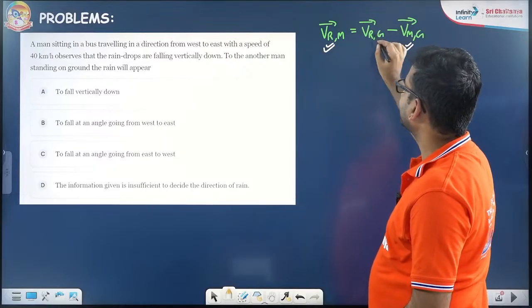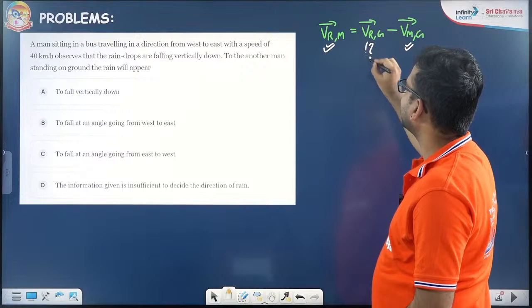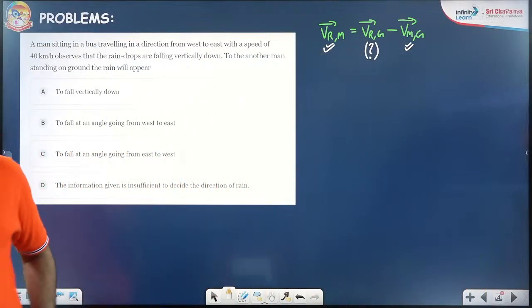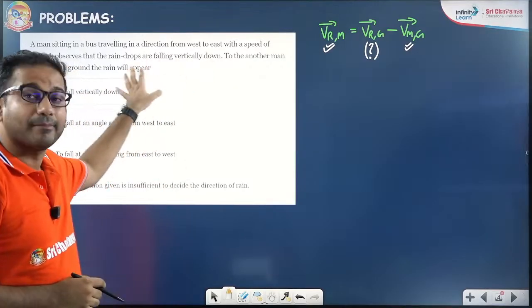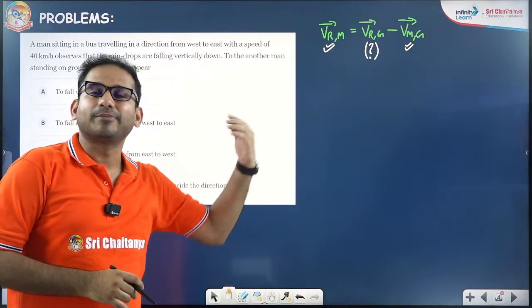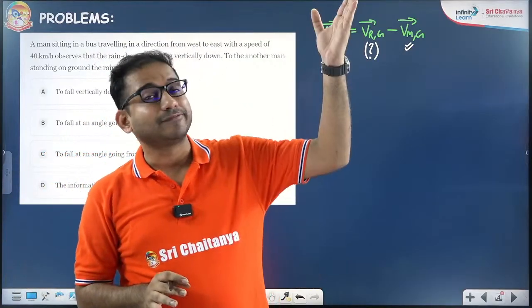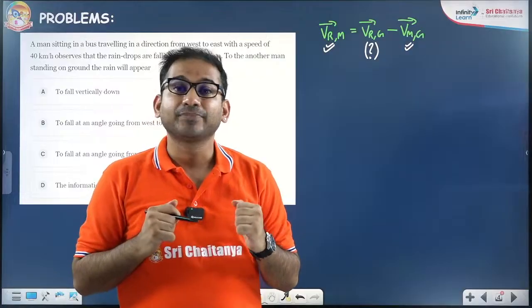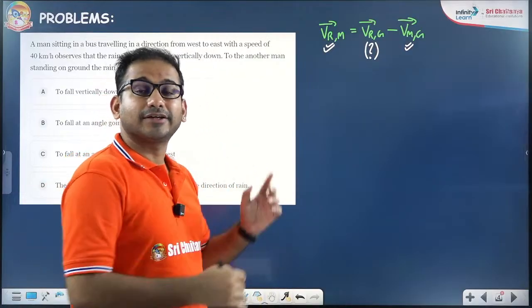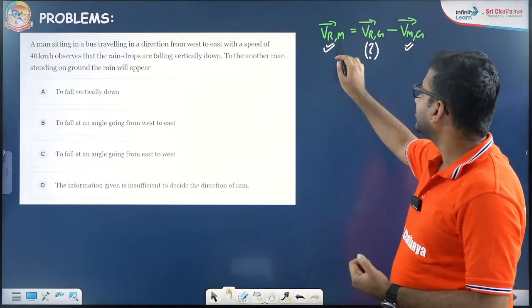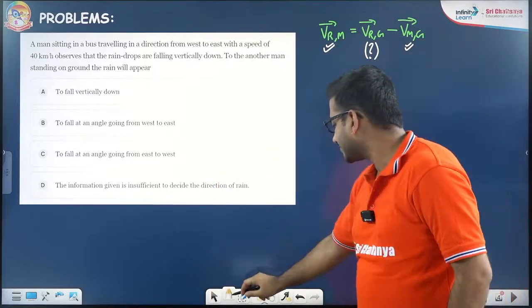They are giving you the velocity of rain with respect to man, but they are asking for the actual velocity of rain with respect to ground, because they are asking what will be the velocity of the rain to a man standing on the ground. If I'm standing on the ground, not moving anywhere, what will I observe? The actual thing. And if I myself am moving, then what will I observe? The relative thing. Make sense? So they are giving you the relative thing here and they are asking you this.